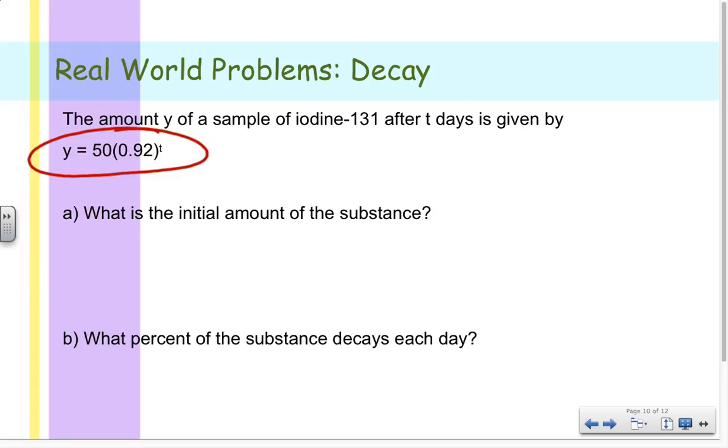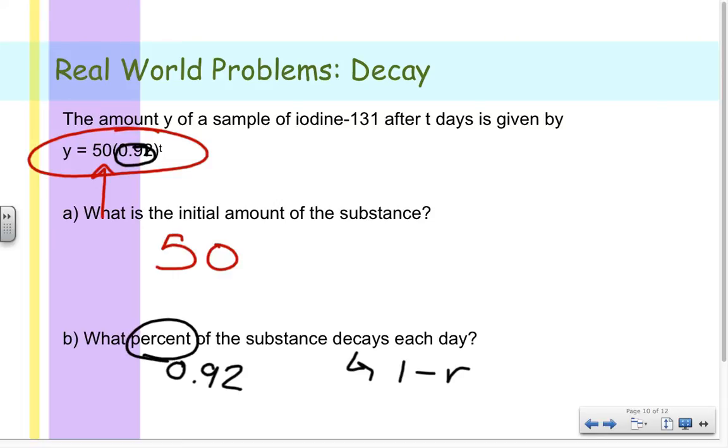Okay, so hopefully you can write that down. Give you a second to do it. It should be 50. That's this value right here. It's always going to be that first kind of coefficient looking thing. Now, what percent of the substance decays each day? If I take a look at that, I need to look at the decay factor. So I have a decay factor of 0.92. What that's telling me, remember, is the decay factor is 1 minus my rate. So I need to figure out what's the percent that I'm decreasing by.